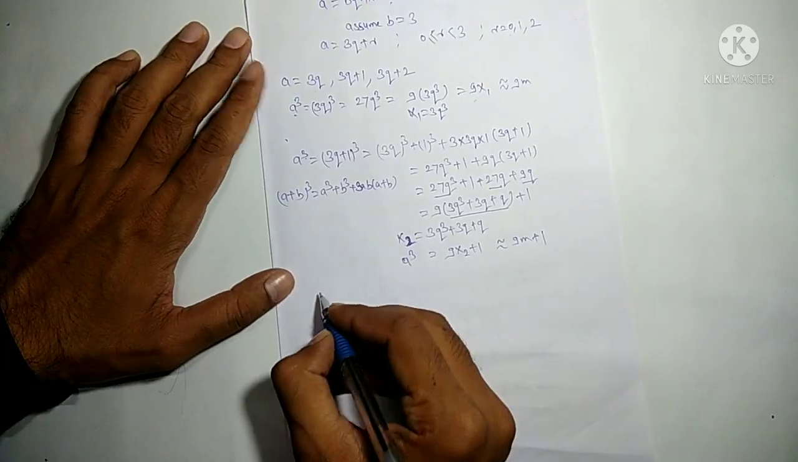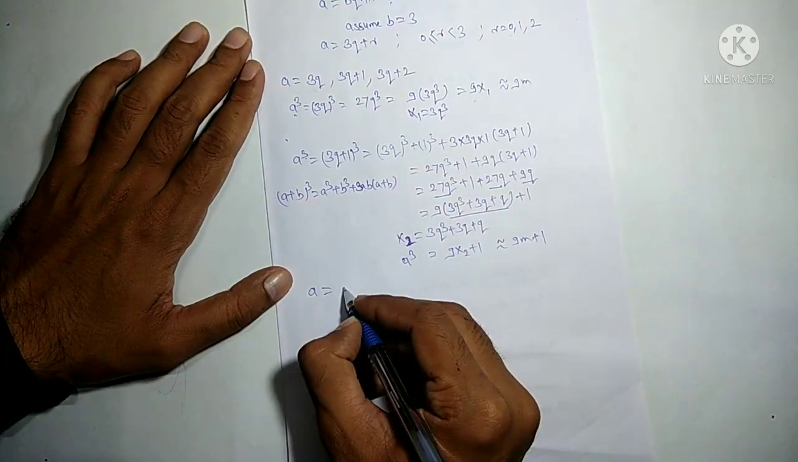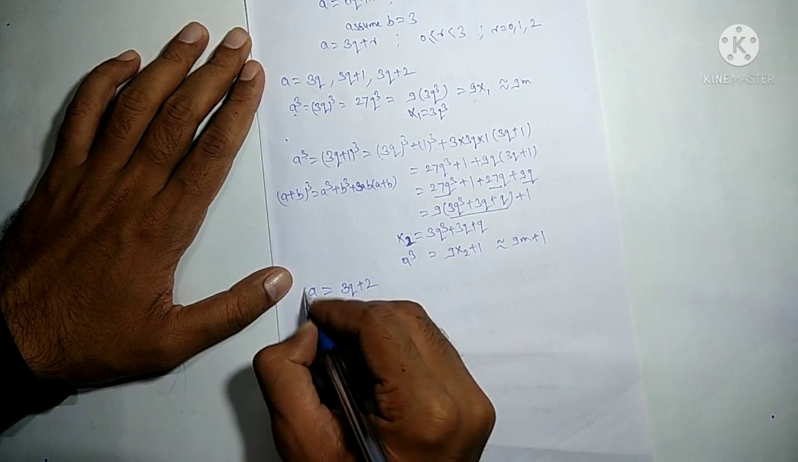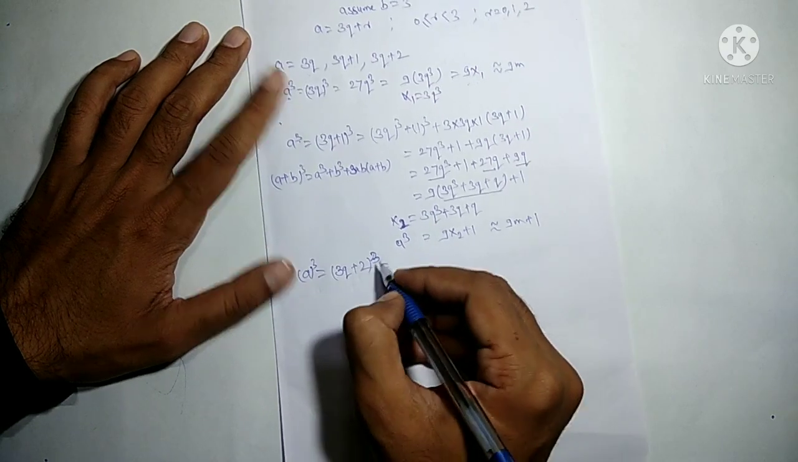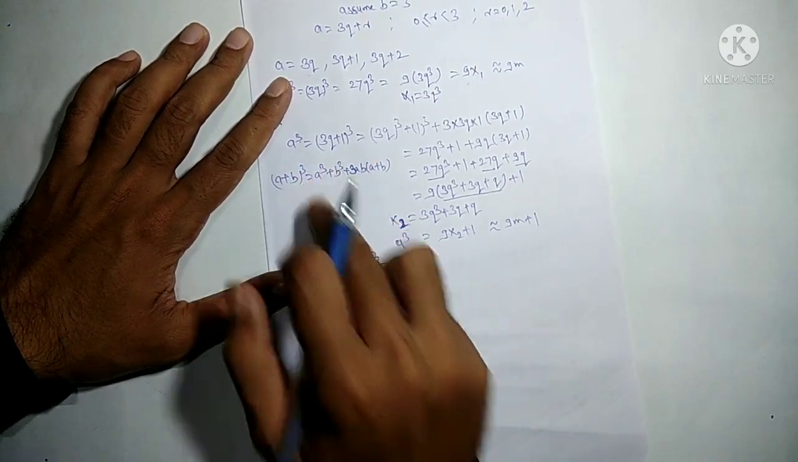Now next, what is the value of a? 3q plus 2. What is the cube of that term? We apply this formula here.